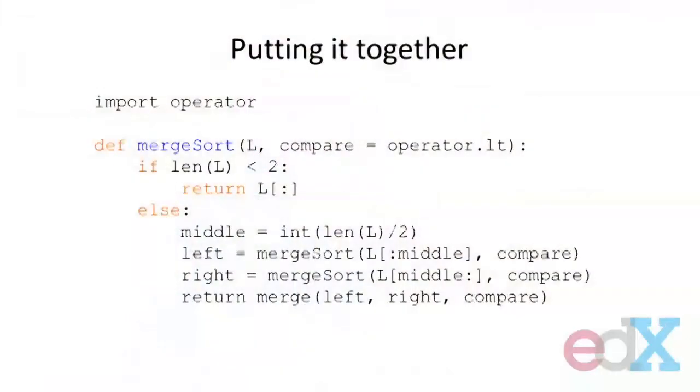Okay, we can now put this together to create a merge sort algorithm. And that is going to be something that's going to do sorting by breaking down the lists into sublists, sorting each one of those, and then merging the results together using the merge operation. So what does it say? It says if I got a list of length 0 or 1, just return a copy of that list.